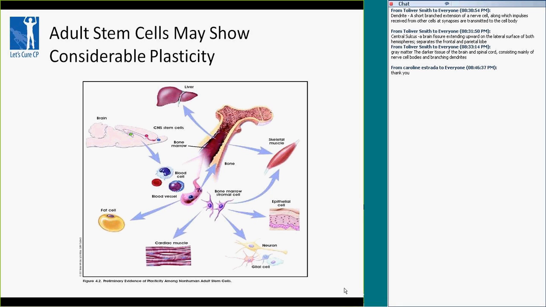Here's just a quick slide showing some of the different pathways with the bone marrow cells into liver cells, skeletal muscle. Marrow stromal cells, which are a particular subculture of bone marrow cells, have been shown to form epithelial cells, which are skin cells, cells that line the gut, that sort of thing. Neurons, cardiac muscles. They'll also form fat cells. Let's go to the next slide, please.